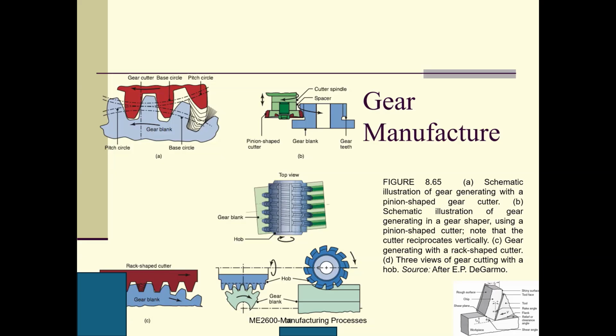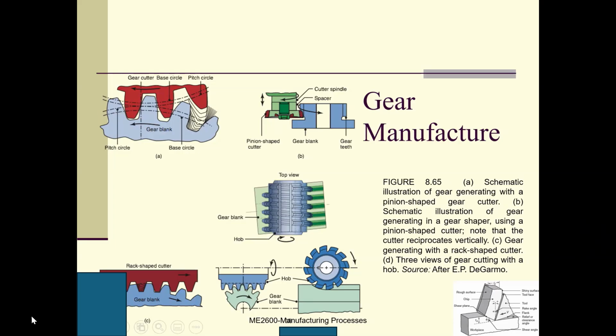So this is a cutter, and this we call a gear blank. Gear blank means the workpiece we are going to use to generate the gear on. The red one is the cutter. Another one, B, is the schematic of gear generation in a gear shaper using a pinion-shaped cutter. This goes up and down to cut the slots, the profile of the shape.